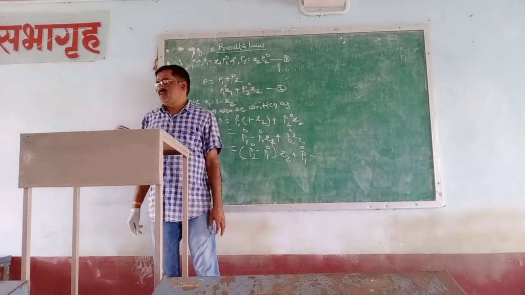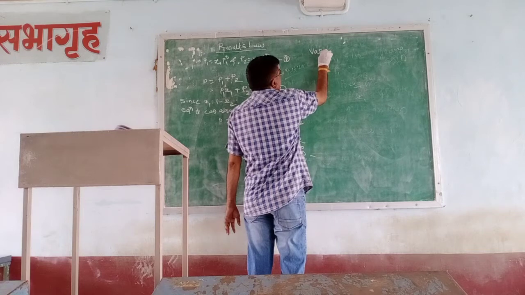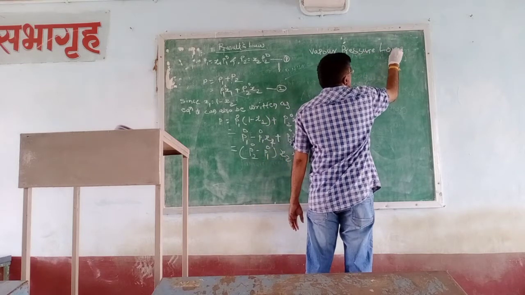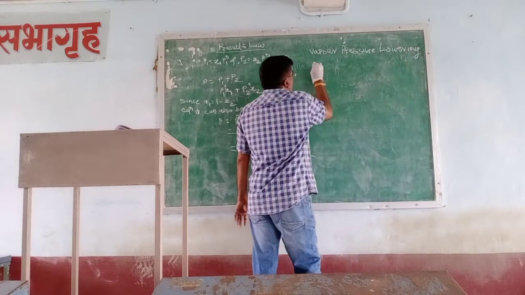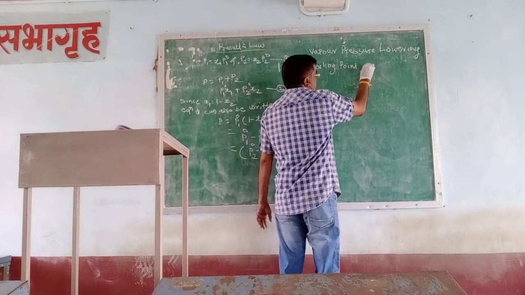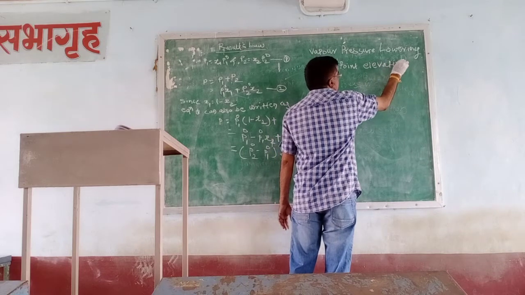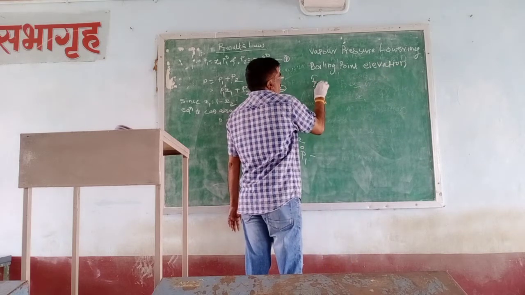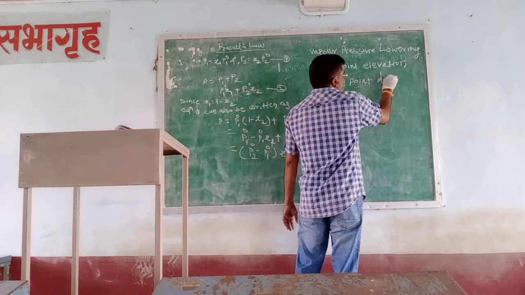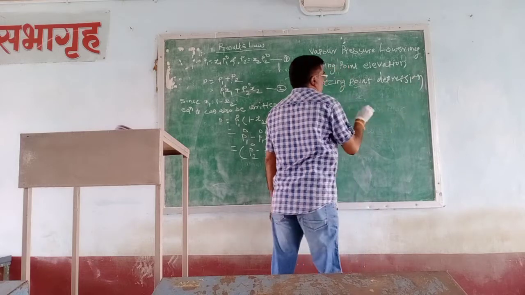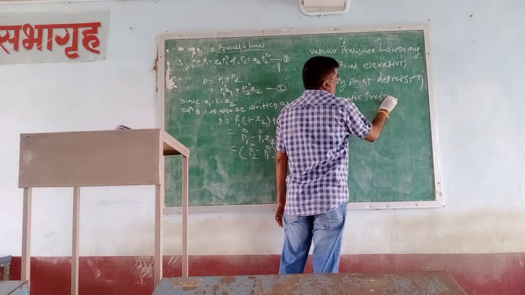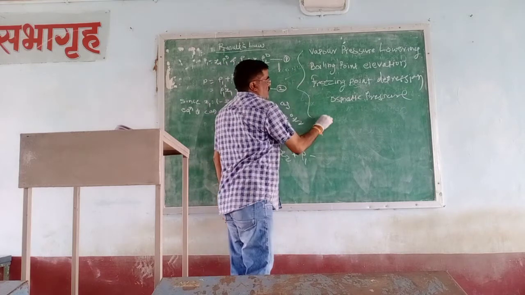Vapor pressure lowering, boiling point elevation, freezing point depression, and osmotic pressure. These are the colligative properties.